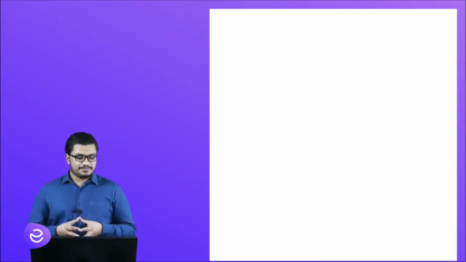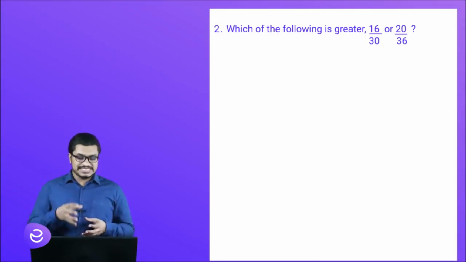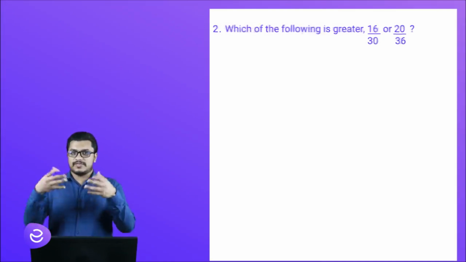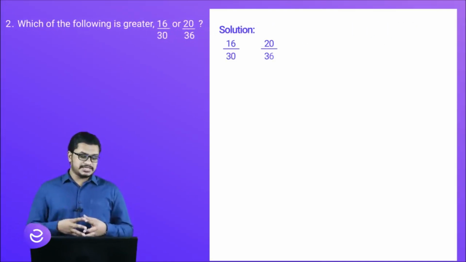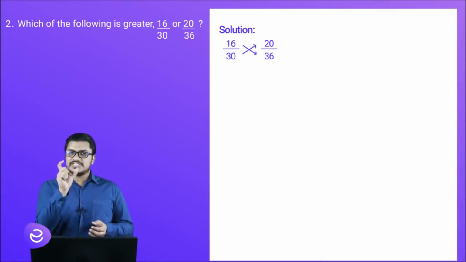The second question: which of the following is greater? We are given two numbers, 16 by 30 or 20 by 36. So we write 16 by 30 and 20 by 36 as said before. Then we cross multiply and check the original numerators.